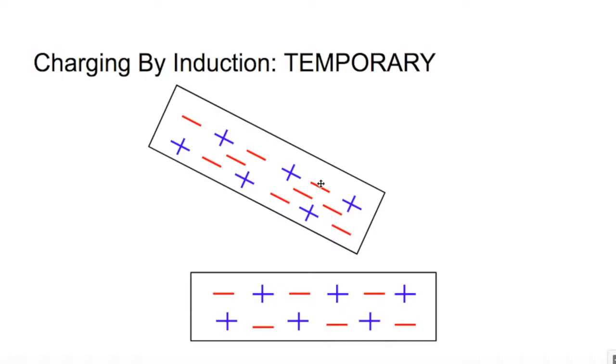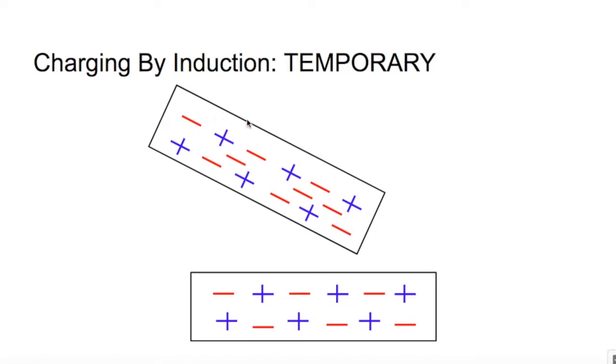All right, let's take a look at the third type of charging that we're going to explore here. This is called charging by induction, and this is going to result in a temporary charge. And you'll see what I'm talking about in a second. What I want to indicate here is that this is charging by induction, not by contact.